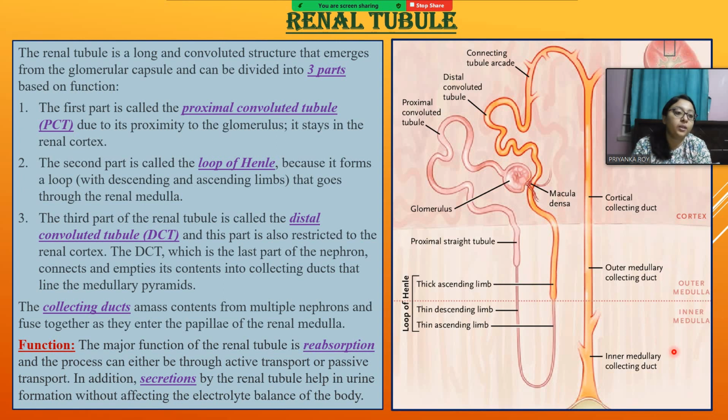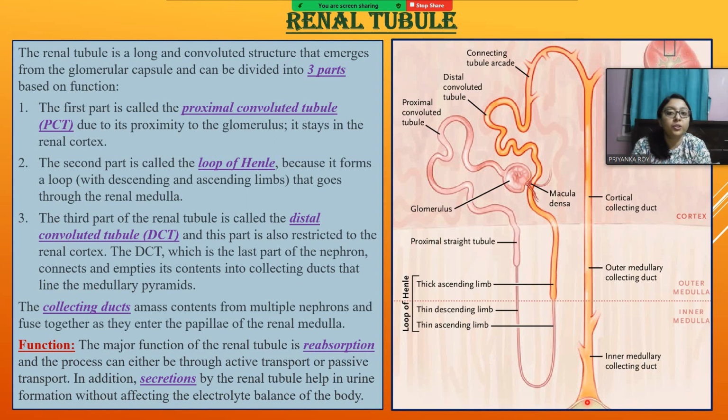This is the outer medulla, this is the inner medulla, and the third part is the DCT, or the distal convoluted tubule. It is also coming back again into the renal cortex. This DCT is the last part of the nephron, and it connects and empties its contents into the collecting duct. Here you can see the cortical collecting duct. As it goes into the medulla, it is the medullary collecting duct, and all these collecting ducts collect the contents from the surrounding nephrons and, fused together, enter the papilla of the renal medulla. So here it dumps its contents.